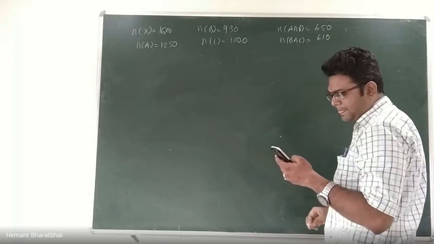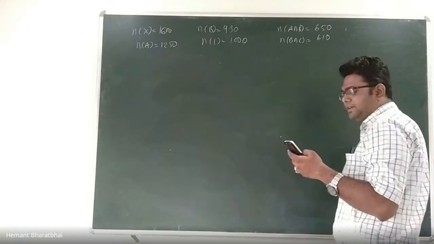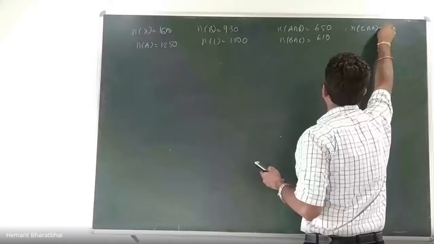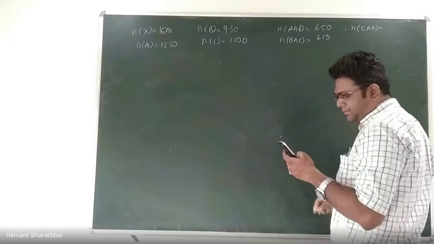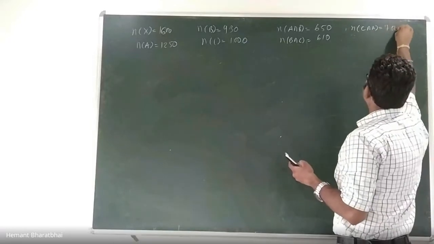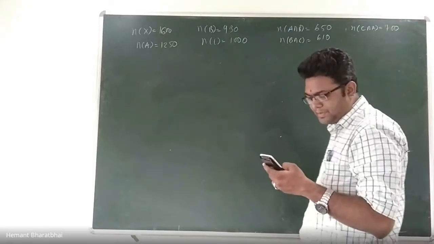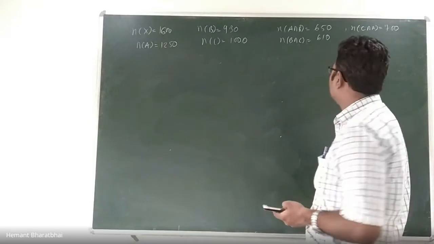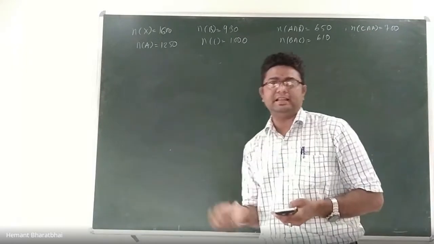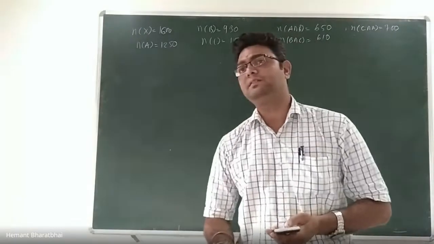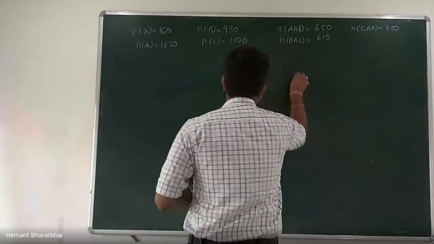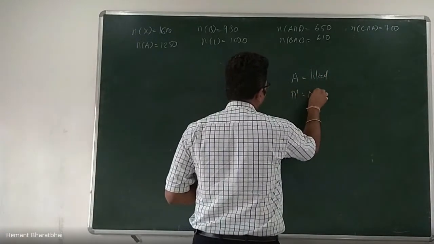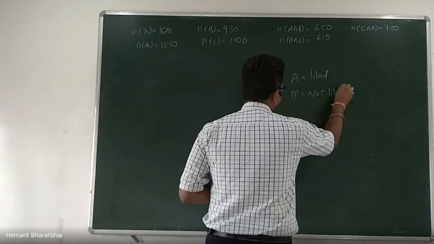Then products C and A were liked by 700. So C and A, 'and' means intersection, and that is 700. Next, none of the products were liked by 30 consumers. If A, B, and C are liked, then none of them liked means 'not'. When I say A is liked, then A complement means 'not', so it is not liked.